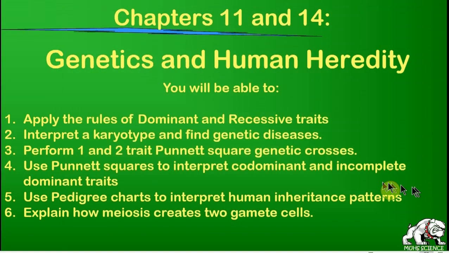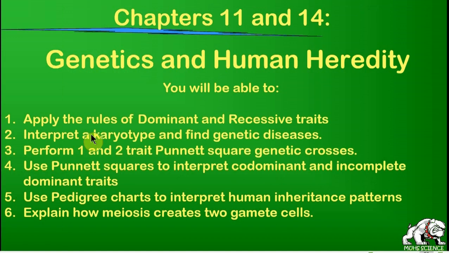Okay. What are you going to be able to do at the end of this? Well, we're going to be talking about human heredity, or heredity in general, and then human heredity. So we're going to be applying rules of dominant recessive traits, which you've had before back in middle school. You're going to be able to interpret a karyotype, which is our first mission here today.